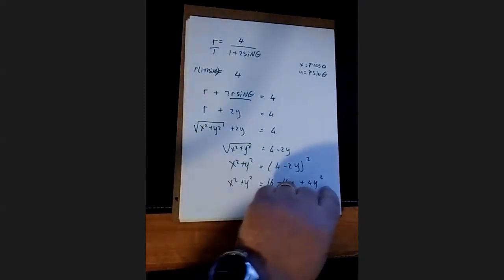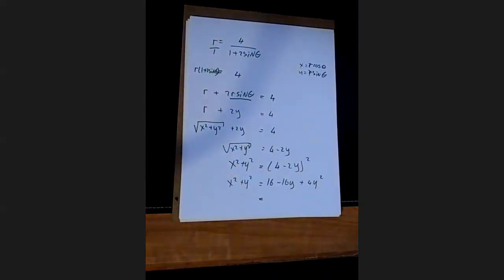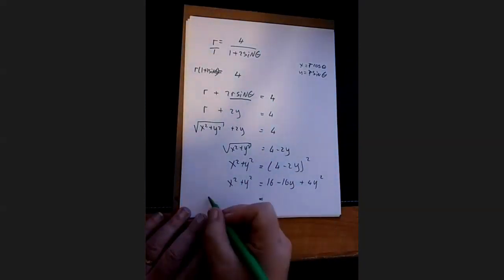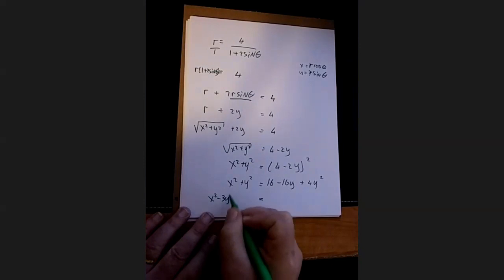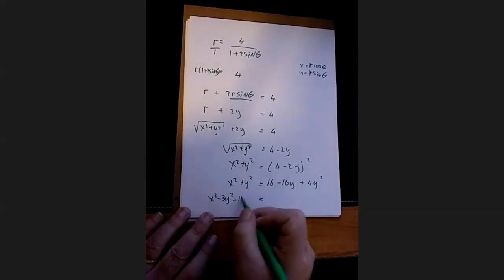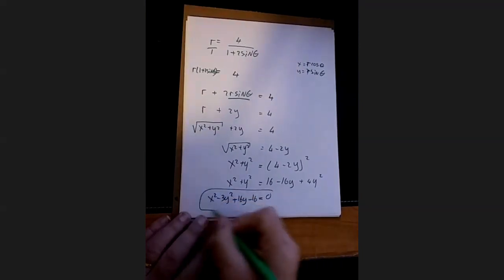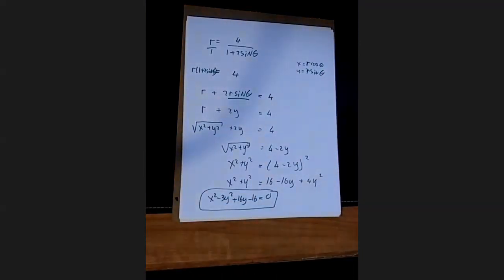When you get an equation that's got x's and y's all jumbled up like this, it's called an implicit equation. And the rules for implicit equations are you try and make it so everything that is a variable goes on the left, right? Essentially. So what I'm going to do is I'm going to subtract 4y squared from both sides. I'm going to add 16y to both sides. And I'm going to subtract 16 from both sides. And now we are finished.